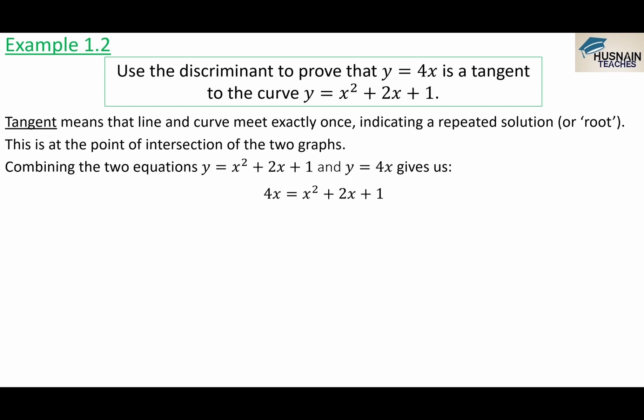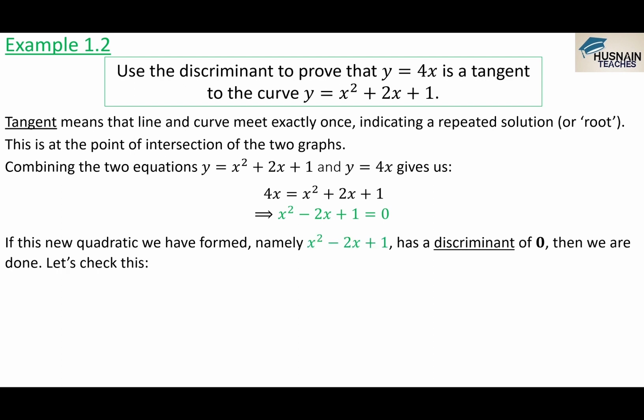Combining the two equations, we get 4x equals x squared plus 2x plus 1. We're just going to quickly rearrange this by subtracting the 4x from both sides. And so if this new quadratic x squared minus 2x plus 1 has a discriminant of 0, then we're done. Because remember what a discriminant of 0 meant. A discriminant of 0 meant that you have one repeated solution, and that's exactly what we're aiming to prove. That's what the tangent meant, remember?